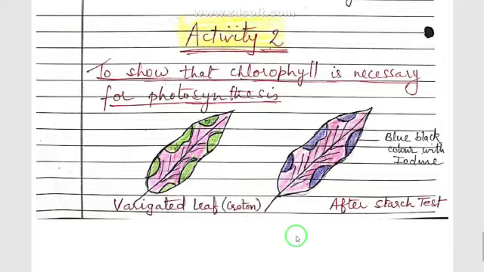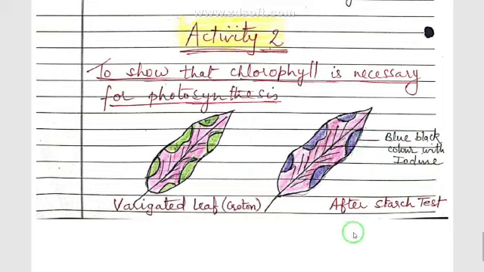So we'll see that those parts where chlorophyll was present in the leaf, where green color was there, they turn blue-black when iodine is put over that leaf, while the rest of the parts will show no change in the color. This shows that starch is formed only in those parts where chlorophyll was present. The parts which were green, they only turned blue-black color. So this is the second activity.